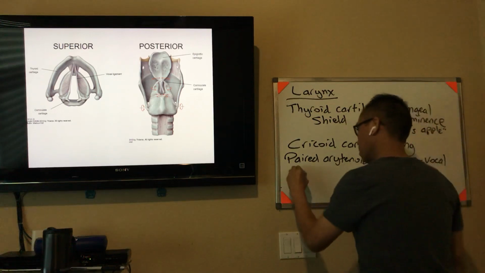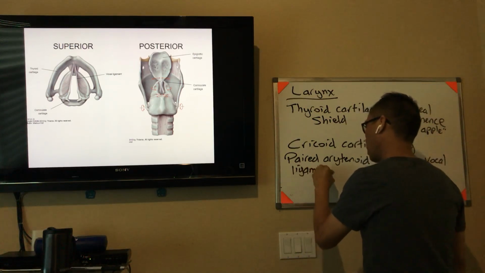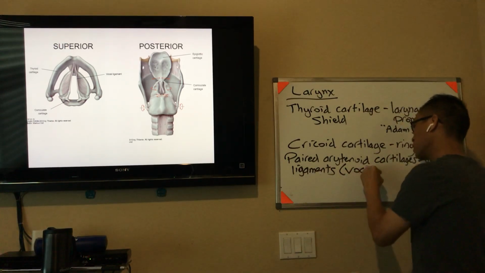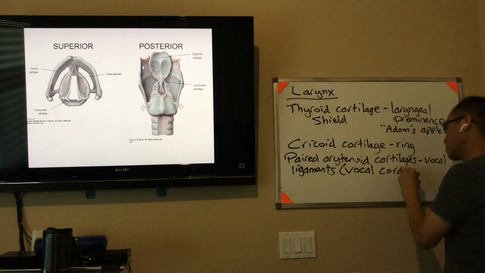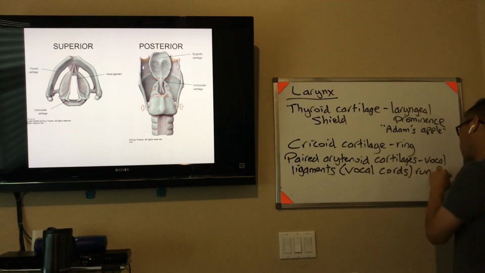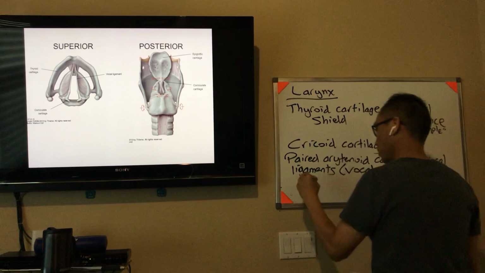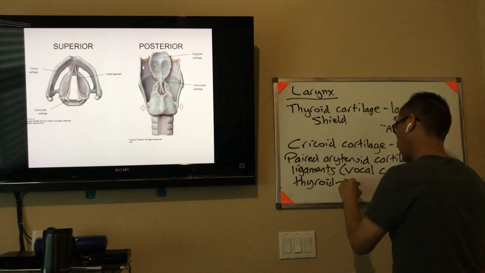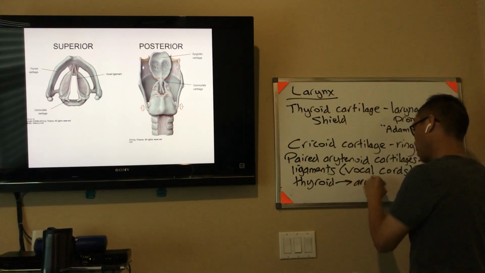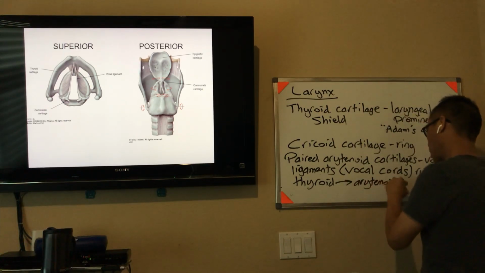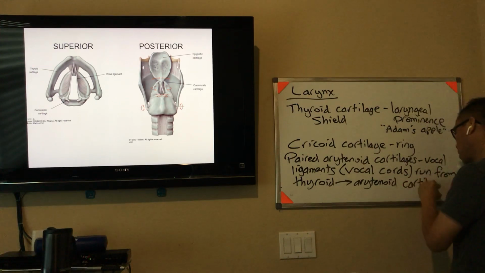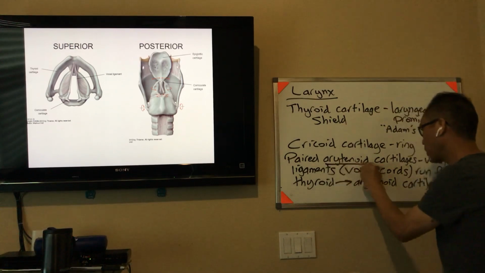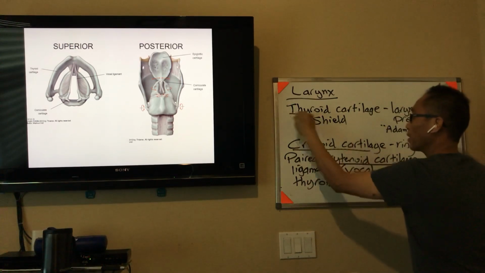Vocal ligaments, commonly called the vocal cords, run from, as you can see from that picture, thyroid cartilage. I'll just say thyroid to arytenoid cartilages. So you got your paired arytenoid cartilages, cricoid, thyroid cartilages.